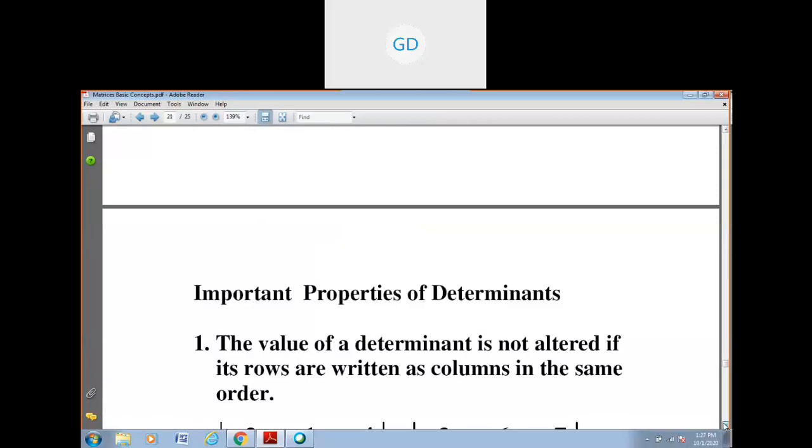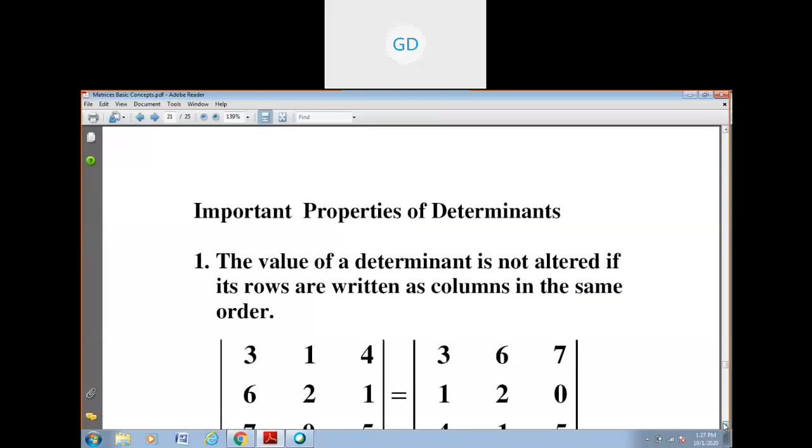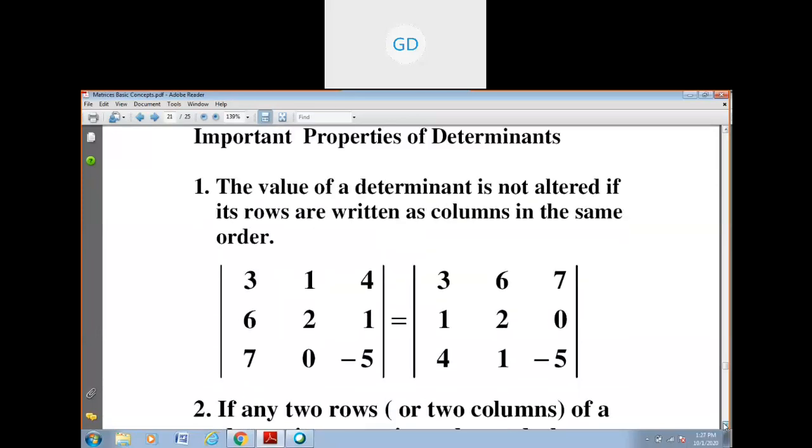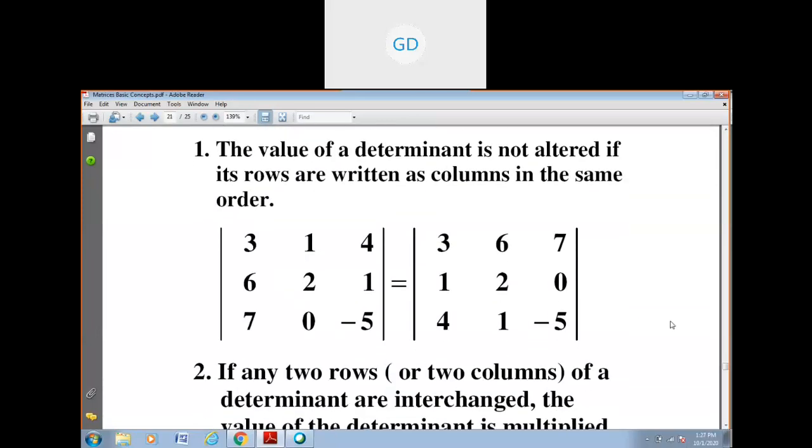So there are some properties of determinants, but not all the properties are necessary for you. Some important properties will be relevant at the time of some numericals, and they will definitely be applied here.